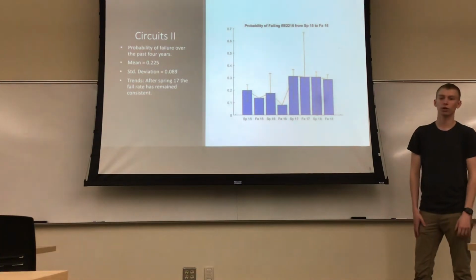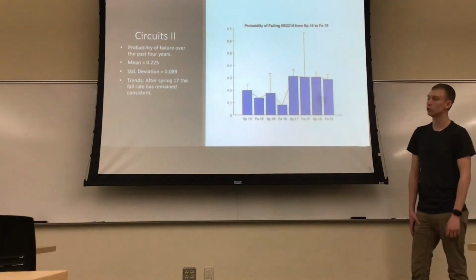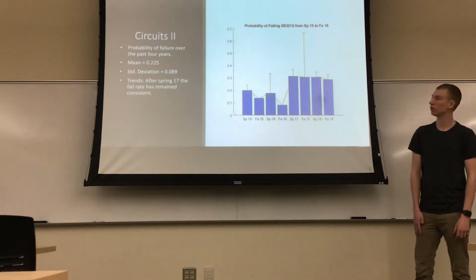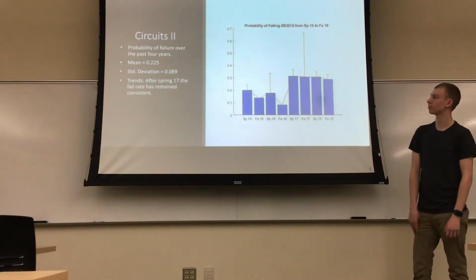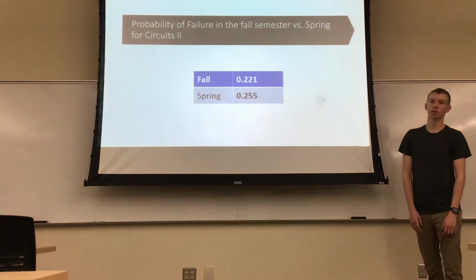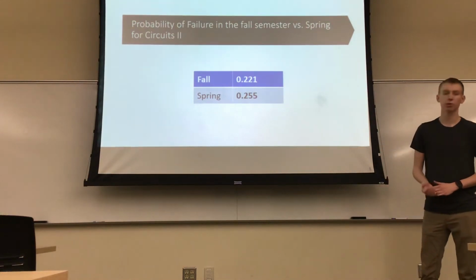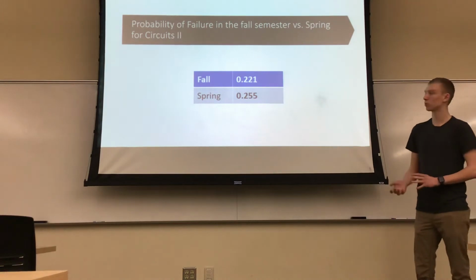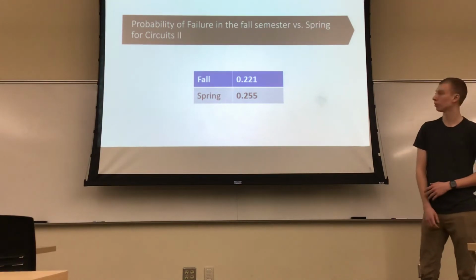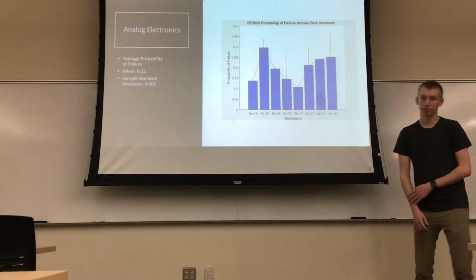The total failure mean was 22.5% with a standard deviation of 8.9%. After analyzing individually all of the fall and spring semesters, you can see that there's about a 3% difference, which plays a role in our calculations later on in the 4-year plan. And next up is Sam.